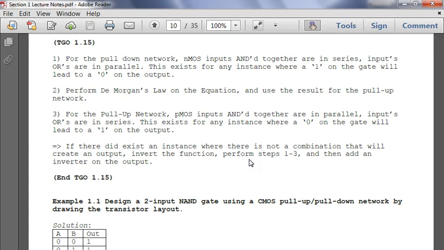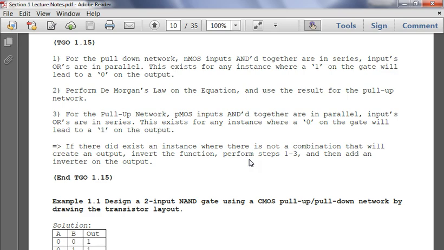So there doesn't exist a combination that will create the output, meaning for the first three combinations you have 0, 0, 0, and it's all zeros on the output. In order for this to work, there would have to be a pull-down combination where a 0 would be able to place a 1 on the output. Since that doesn't work with AND, we have all zeros, and the only combination would be 1, 1 to get a 1 on the output. That means there's no combination where we can get the appropriate current to flow through to get a 1 on the output.